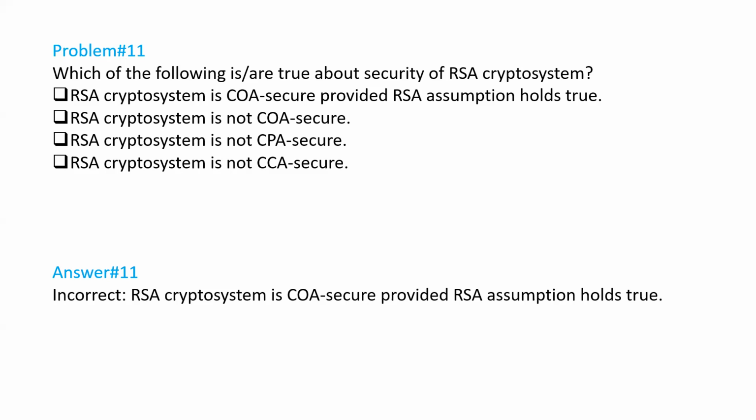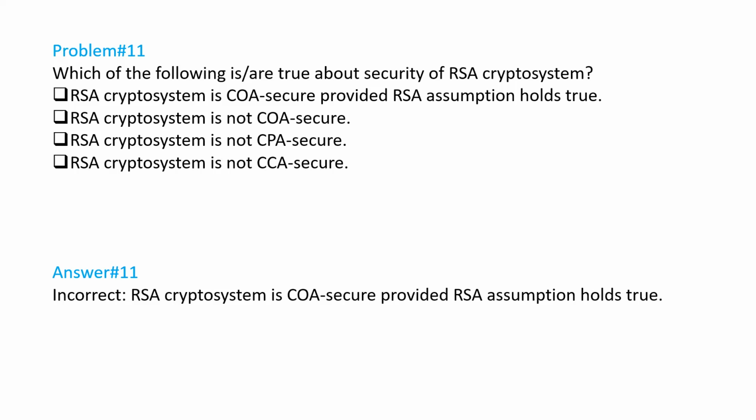Now, in case of RSA crypto system, the encryption algorithm is deterministic actually. By seeing the value of X to the power E mod N, you actually cannot say what is the underlying value X, because you don't know the secret key value D.